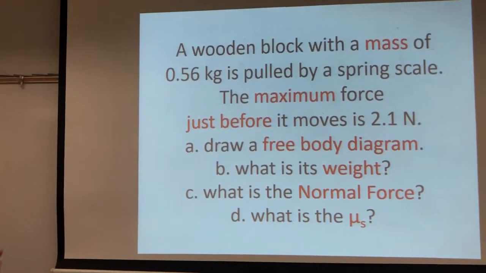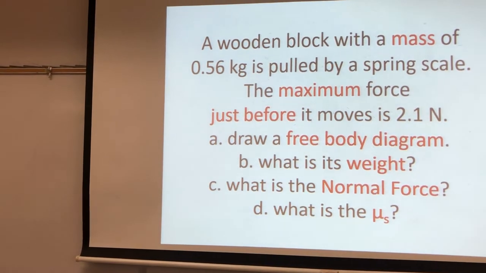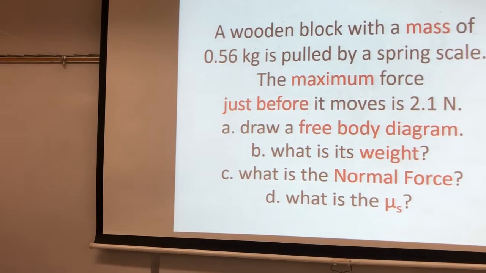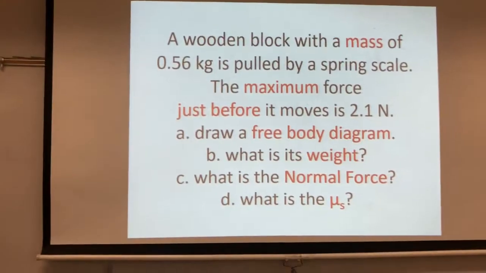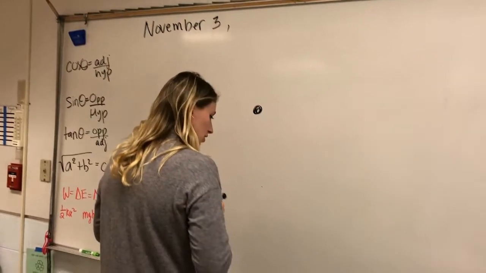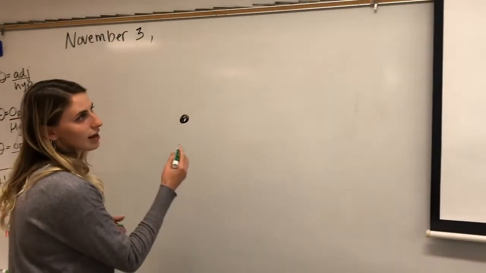Okay, a wooden block with a mass of 0.56 kilograms is pulled by a spring scale. The maximum force just before it moves is 2.1 newtons. Draw a free body diagram. Oh, I started to draw a free body diagram before I even knew it asked me to do one. Woohoo!